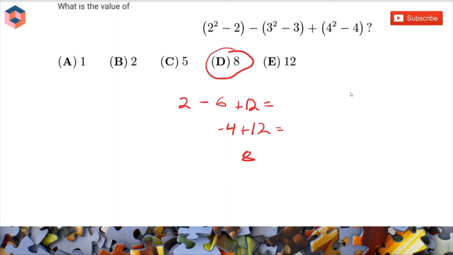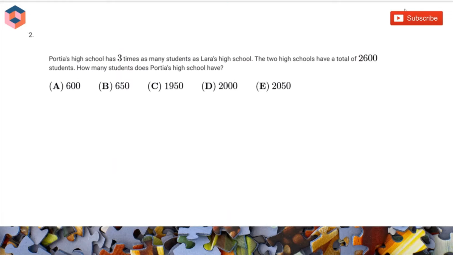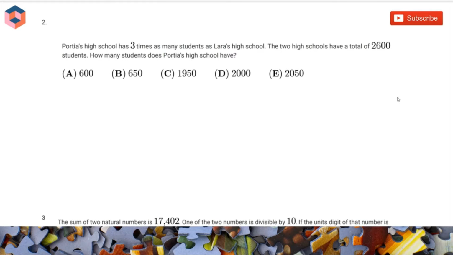Let's do problem number 2 now. Portia's high school has 3 times as many students as Laura's high school. The two high schools have a total of 2,600 students. How many students does Portia's high school have? Let's say Laura's high school has x students. Now x could be any value. Well, Portia's high school has 3 times as many students, or 3 times x. Adding this up will get the total number of students, which is 4x.